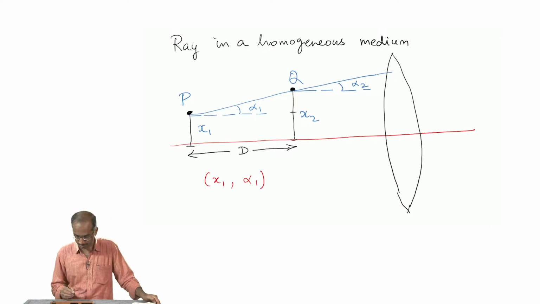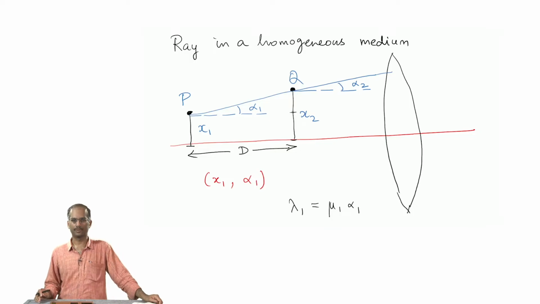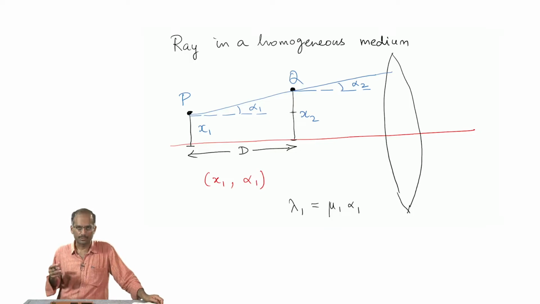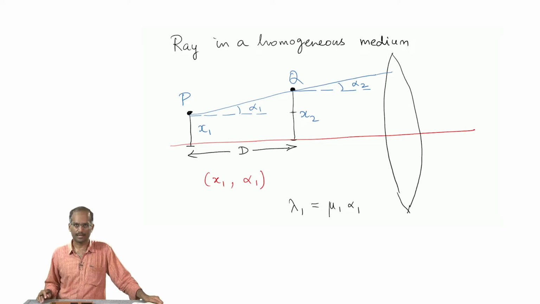What we actually used in practice was a quantity called lambda 1, which is mu 1 alpha 1. You could see that this should have been mu 1 sin alpha 1, but again in the paraxial approximation it is mu 1 alpha 1. This is often called the direction cosine for a ray.